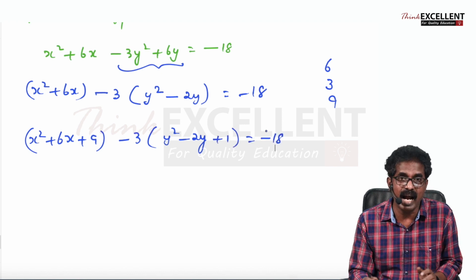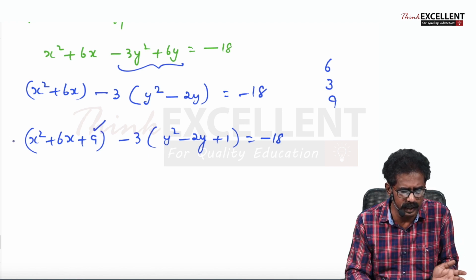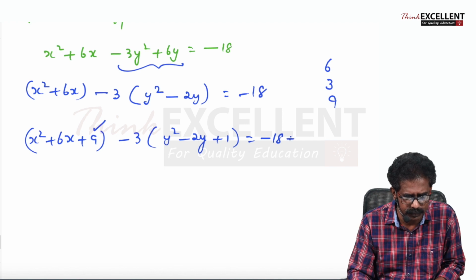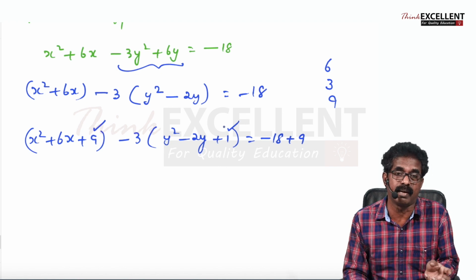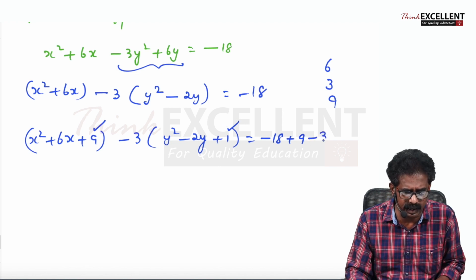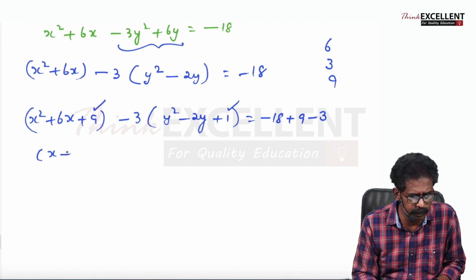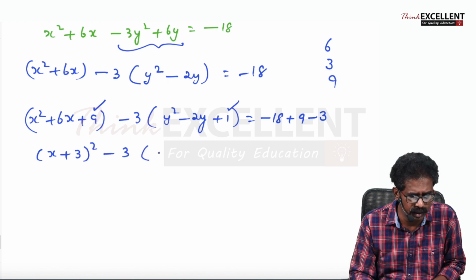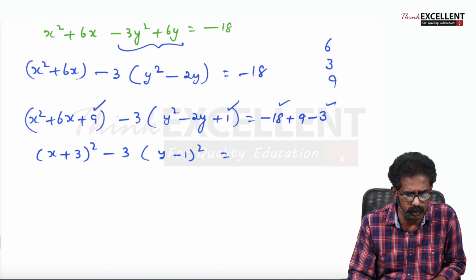Minus 18. Now what we added on the left side, you add to the right side. The first one we added was 9, and outside nothing is there, so 1 into 9, we have added 9 only. The second one, inside the bracket we added 1, but outside the bracket there is a minus 3, so the effect is minus 3 into 1, which is minus 3. Now the next step: first one, a plus b the whole square, so x plus 3 the whole square, minus 3 into y minus 1 the whole square, being careful as the 2ab term is minus. Equal to, if you simplify, minus 21 plus 9, you will get minus 12.